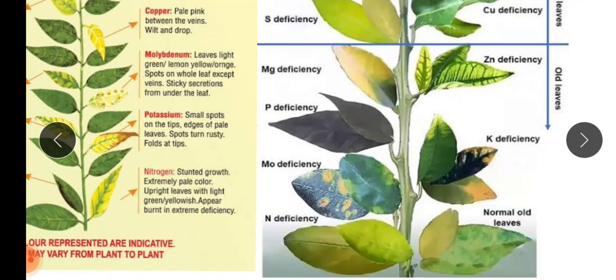Potassium deficiency shows spots on older leaves, and leaf tips and margins become chlorotic and necrotic. Then a poor and thin root system develops, and we can observe stunted growth and shriveled grains due to the deficiency of potassium.